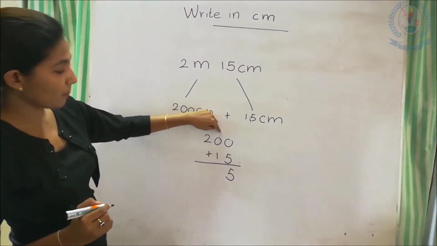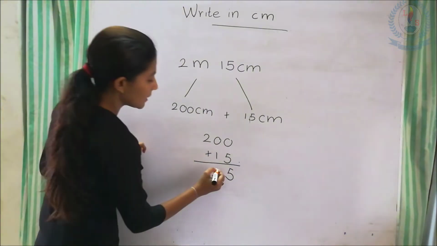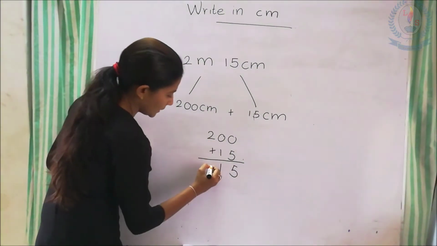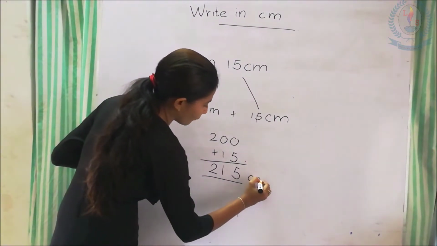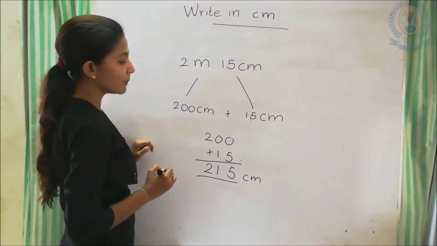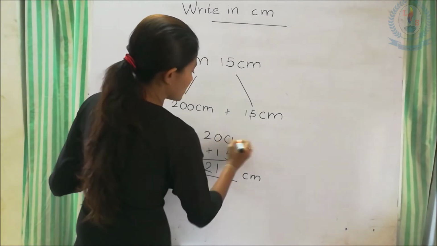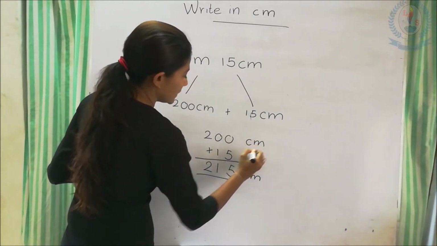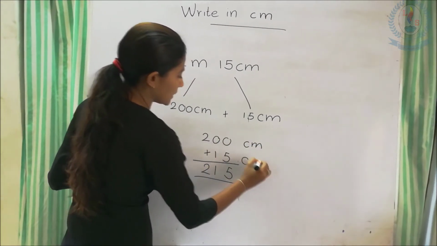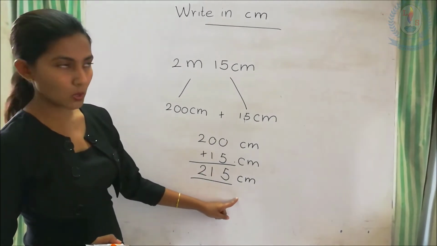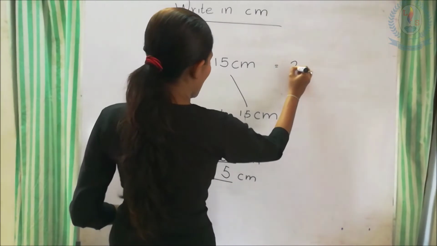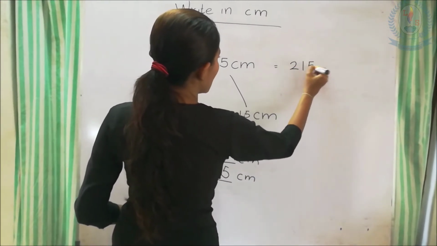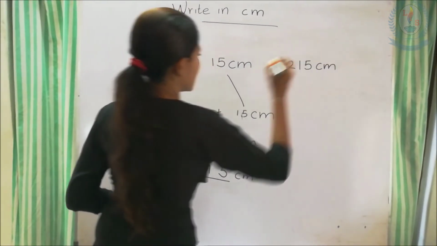Or 0 plus 1 is 1. And you take these two down. Your answer is 215 centimeters, right? So this is also given in centimeters. This is also given in centimeters. We got the answer also in centimeters. So our answer is 215 centimeters.